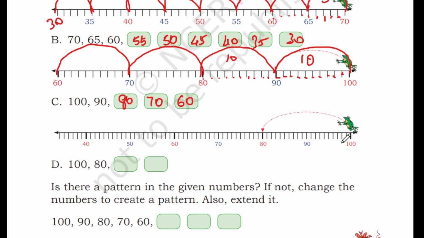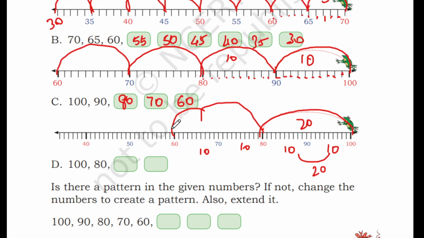So on the next one we have a frog jumping from 100 directly to 80. So we have 90 in the middle. So we have 10 numbers here and 10 numbers here. So when you add these two, we are getting 20. So the frog is leaving 20 numbers in between. Okay. So likewise, we have 10 here. So 10 here, the frog is skipping 70 and directly jumps to number 60. Okay.